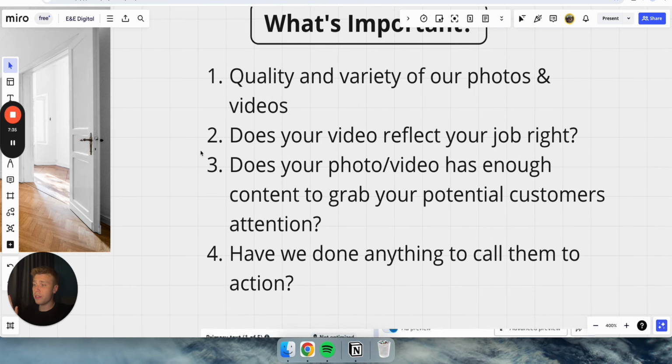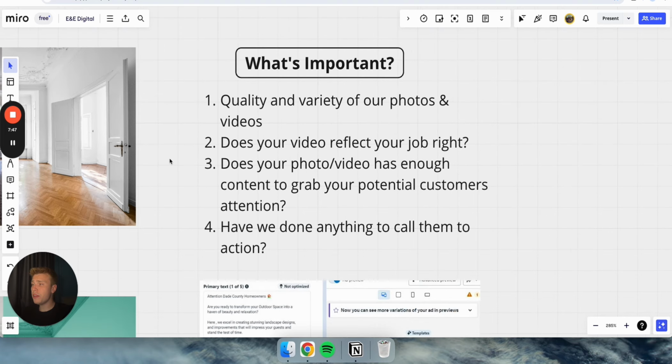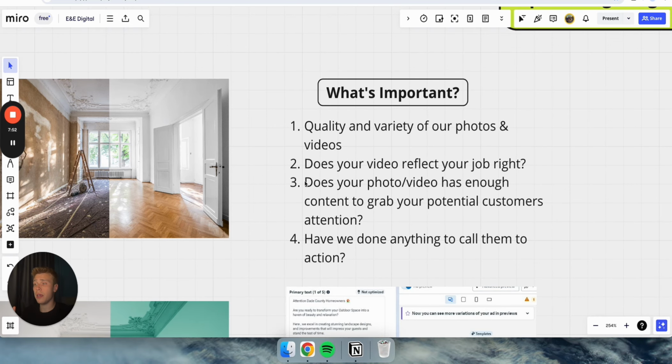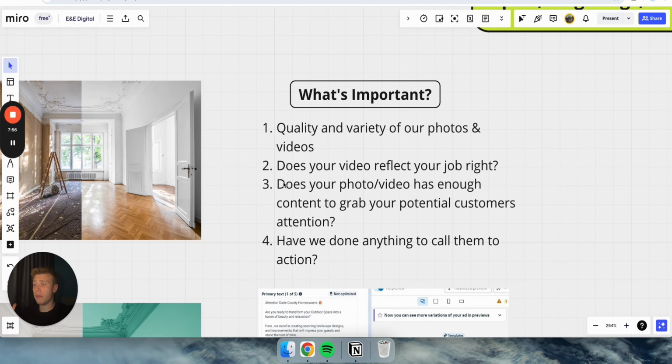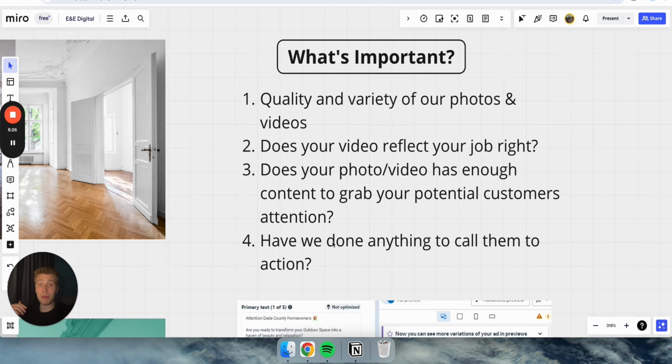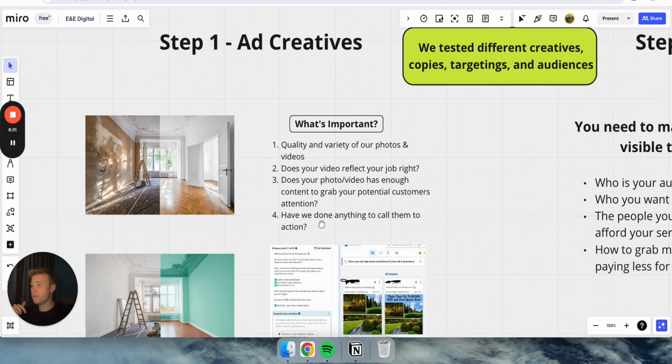And also, as the third step, have we done anything to call them to action? This is so important because even if we're done with the other steps, we have a perfect ad, its quality is high, your video reflects the job, and your video has enough content to grab attention, if you don't call people to action, most of them, like 80% of them, won't take action. So we need to call them to action in the right manner, and then we're going to start getting results, and also qualified leads. So that's all about the ads.